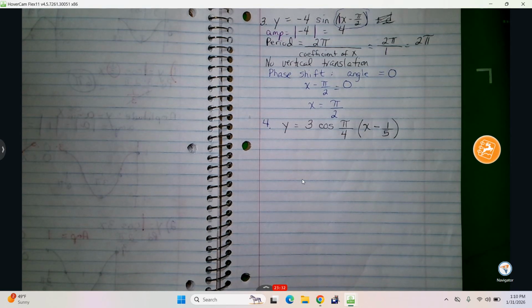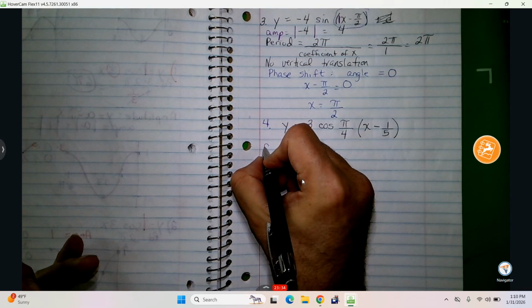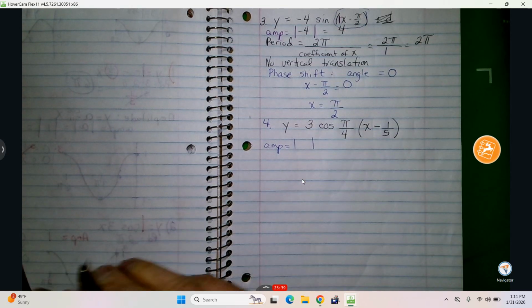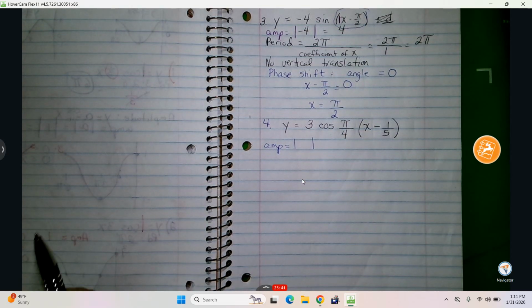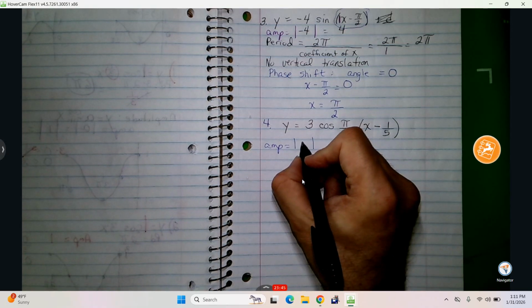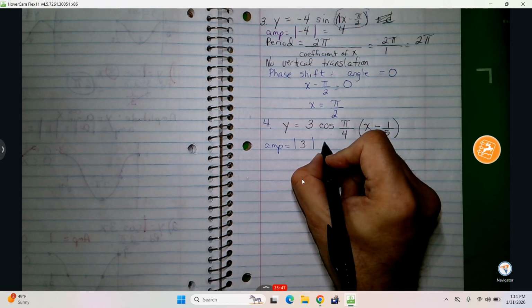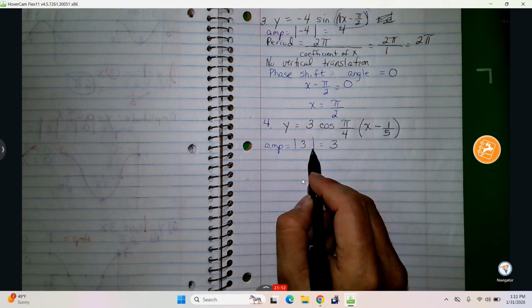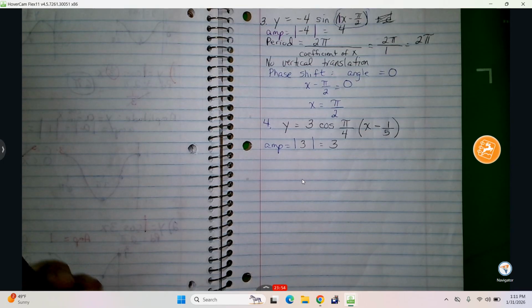So first of all, we're told to find the amplitude. Amplitude is the absolute value of the number that the trig function is being multiplied by. So in this case, amplitude is 3. These are absolute value bars, not 131.